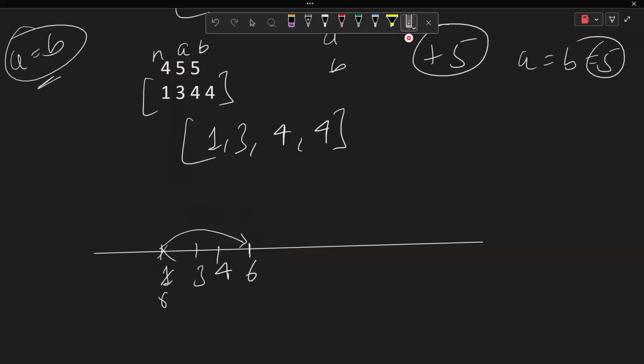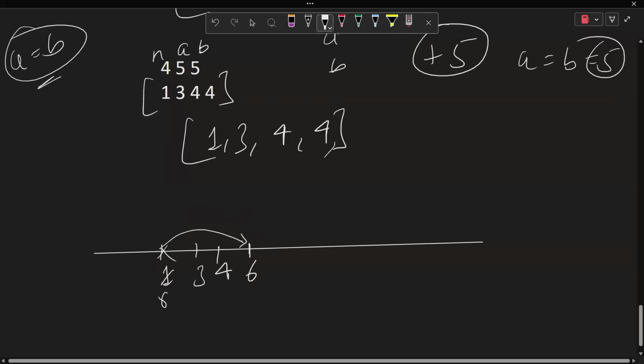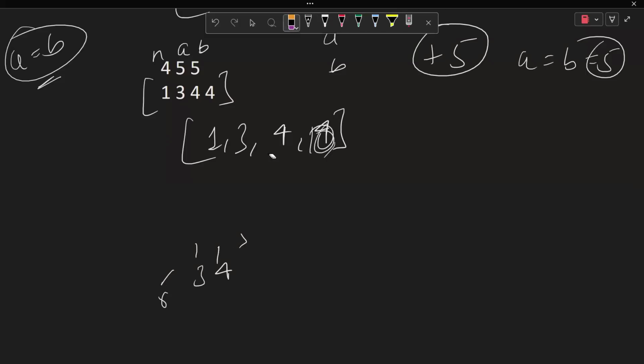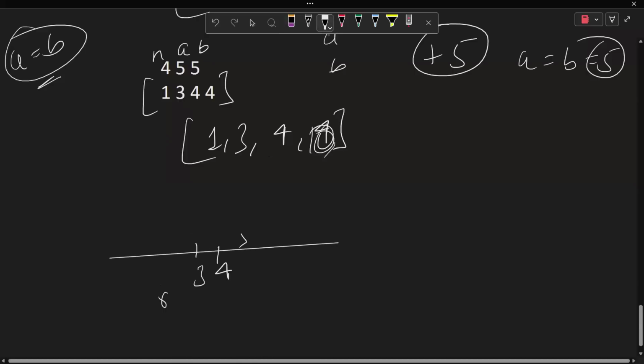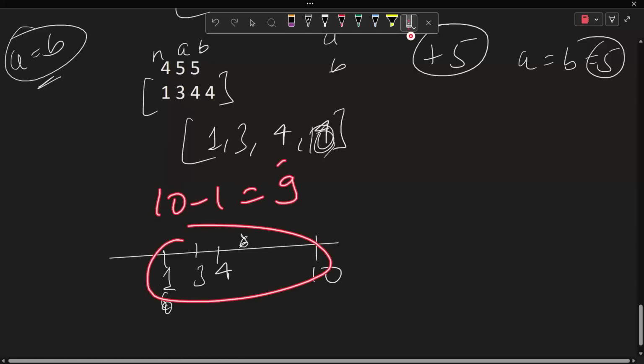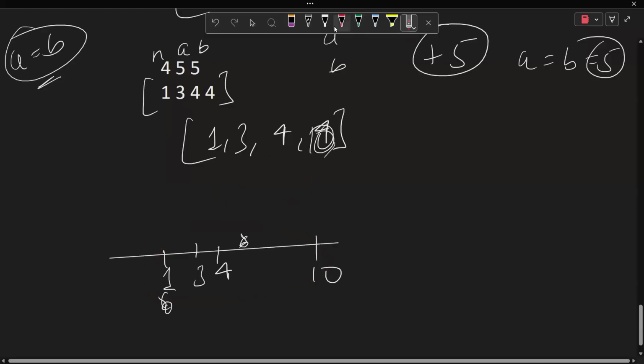Let's say I had one more value here. Instead of this 4, let's say I had 10 here. Okay, I had 1, 3, 4, and 10. Initially my range is 10 minus 1, which is 9. By performing the operations, I can bring the values closer. If I bring them closer, then I can reduce the range.